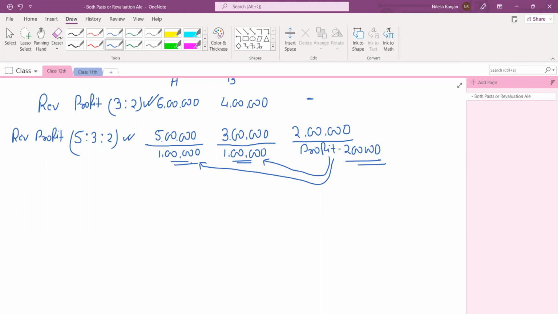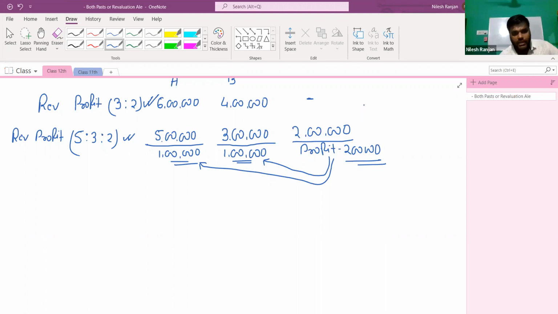So in future, C is getting 2 lakh extra profit, and that's why A and B are taking 1 lakh each from C right now. All this memorandum revaluation account is about this: because we don't want to distribute the revaluation profit to C, we are getting compensation from C right now. Is that clear?